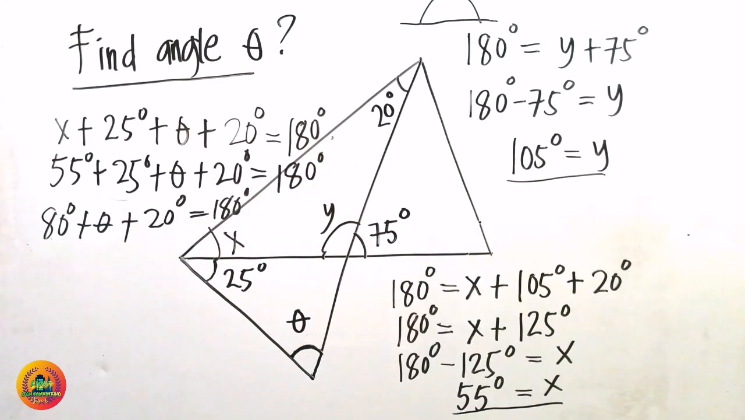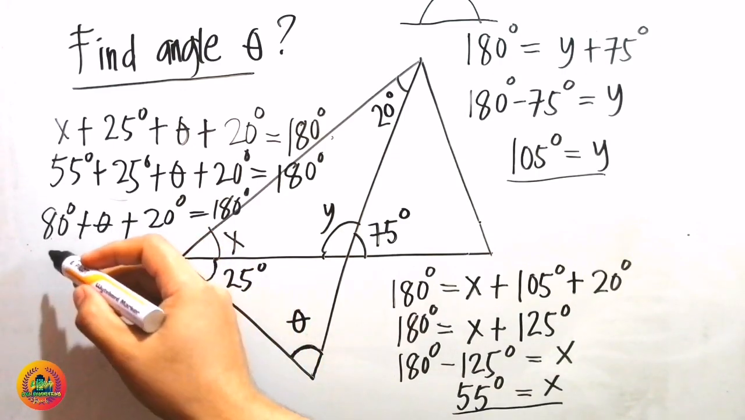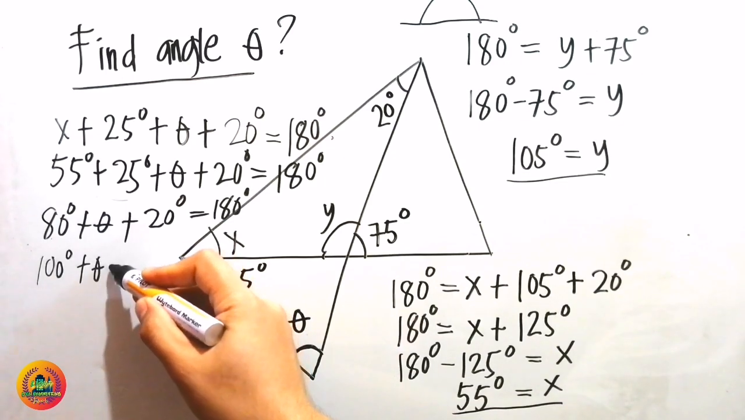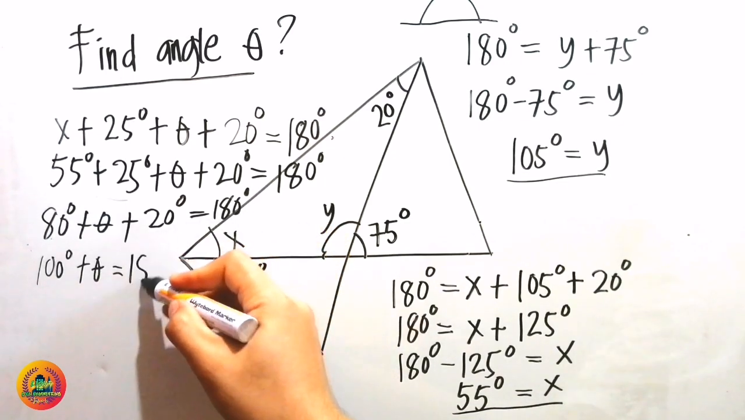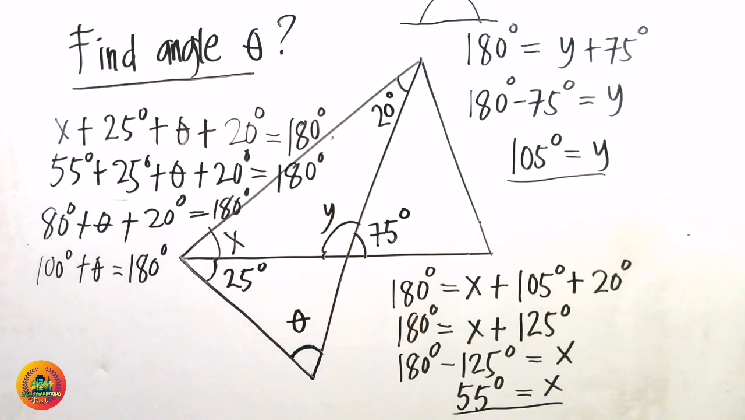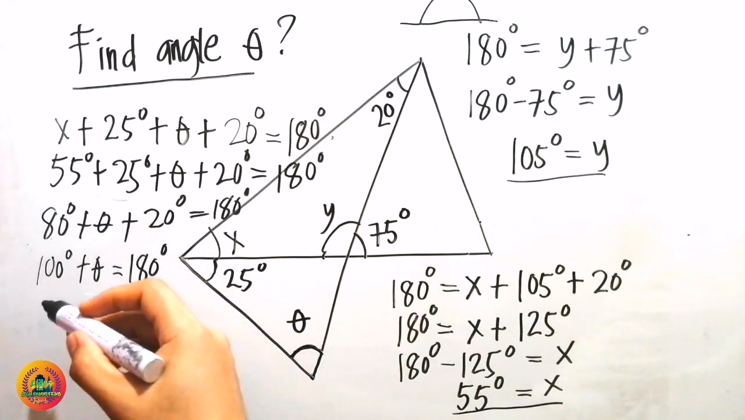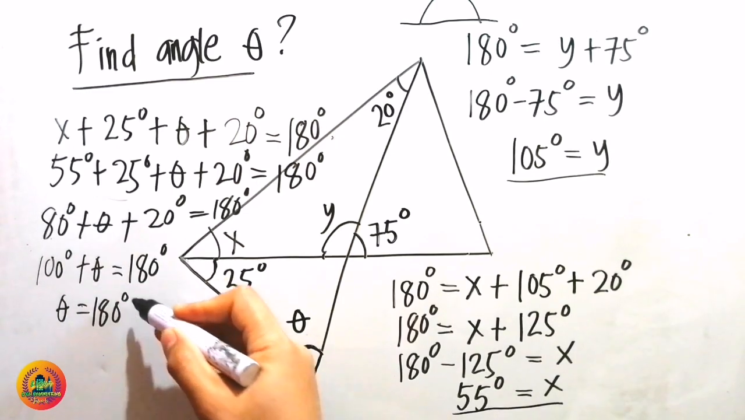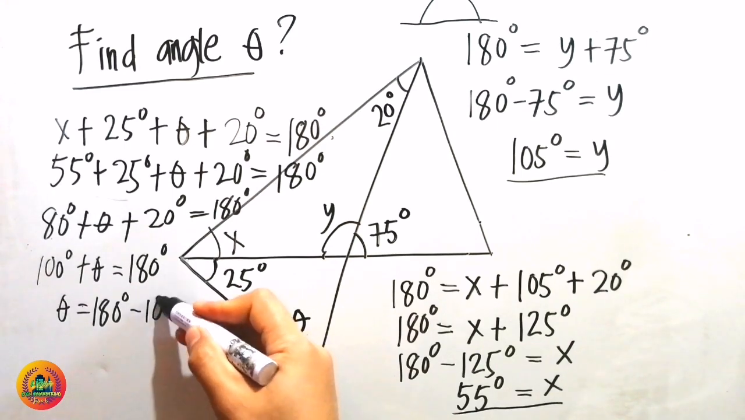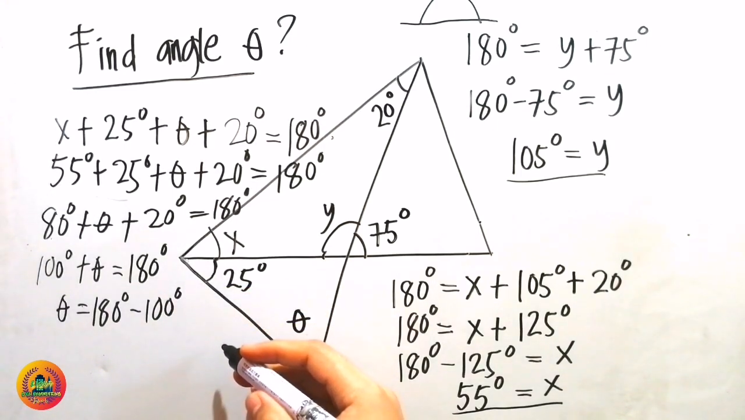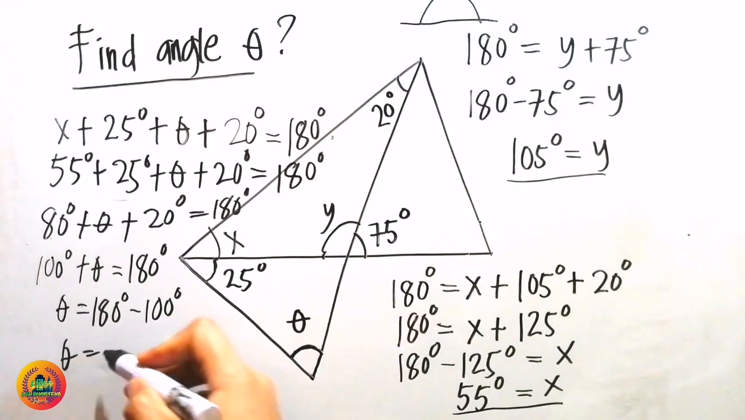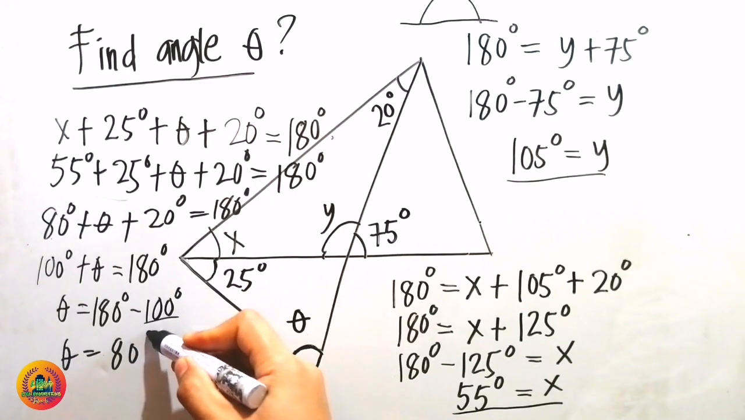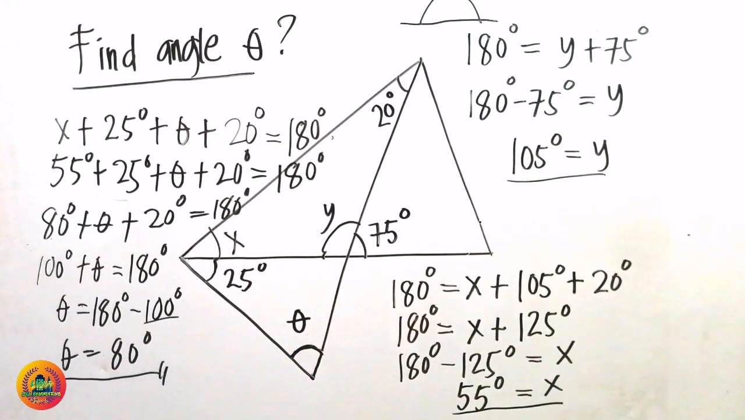Then we will add 80 plus 20, so 100 degrees plus theta is equal to 180 degrees. So we will transpose 100 degrees to the other side. So this becomes theta is equal to 180 degrees minus 100 degrees. Then we will subtract. So the angle theta is equal to 80 degrees. So the answer is 80 degrees.